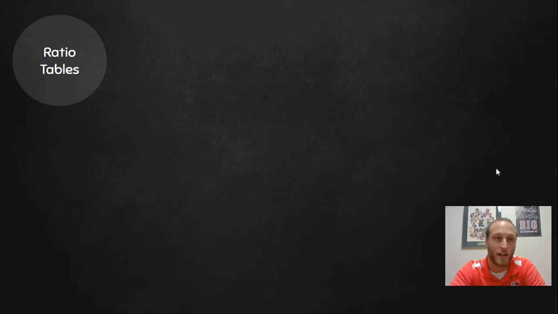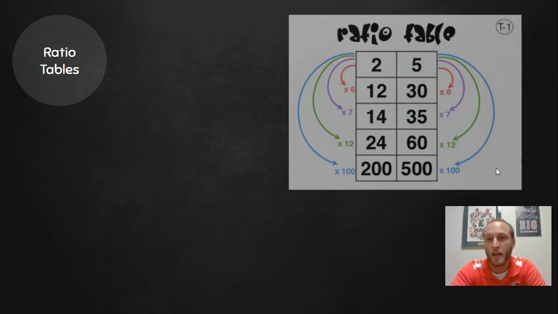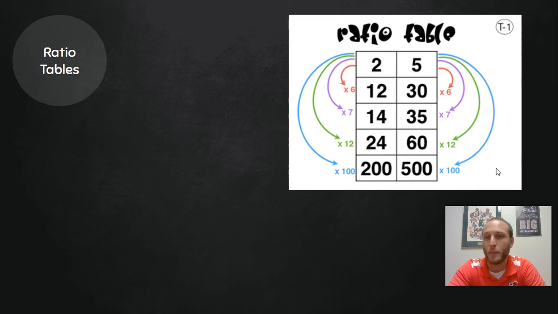The next skill we talked about in class was ratio tables. When you get a table like this, we are looking for patterns. Every time we're looking at ratio tables, we want to find patterns because we know that all of the fractions in a ratio table are going to be equivalent. So in this pattern, I see that from 2 to 12, I know I can go 2 times 6, which means that from 5 to 30 should also be times 6.